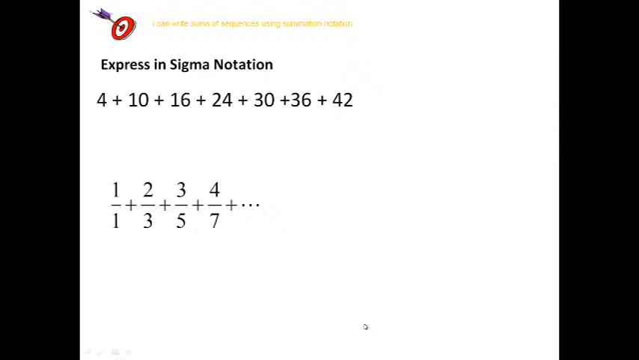So, you guys, let's see. Let's express this one in sigma notation. So, let's find out what's happening with our series up here. You notice here I'm adding 6. 6 plus 6 is 22. There's a boo-boo there.